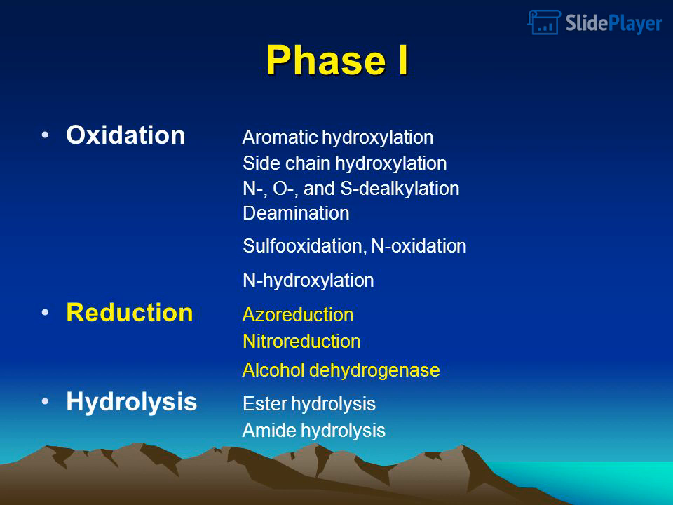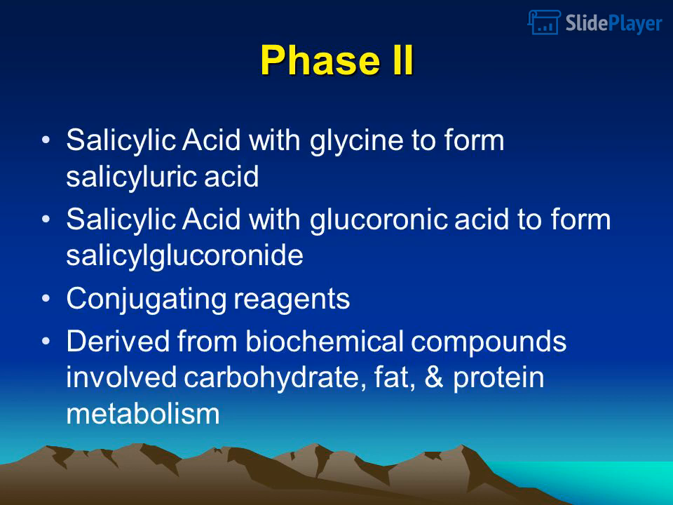Deamination. Sulfoxidation, N-oxidation, N-hydroxylation. Reduction includes nitroreduction and alcohol dehydrogenase. Hydrolysis includes ester hydrolysis and amide hydrolysis. In Phase II, salicylic acid is conjugated with glycine to form salicyluric acid, and with glucuronic acid to form salicylglucuronide.